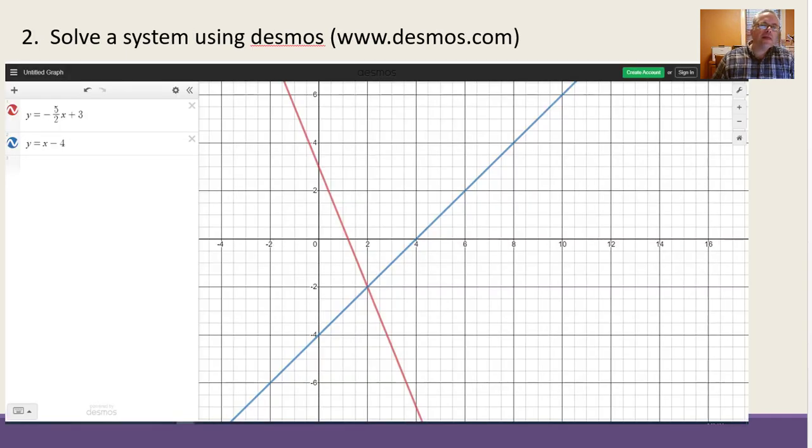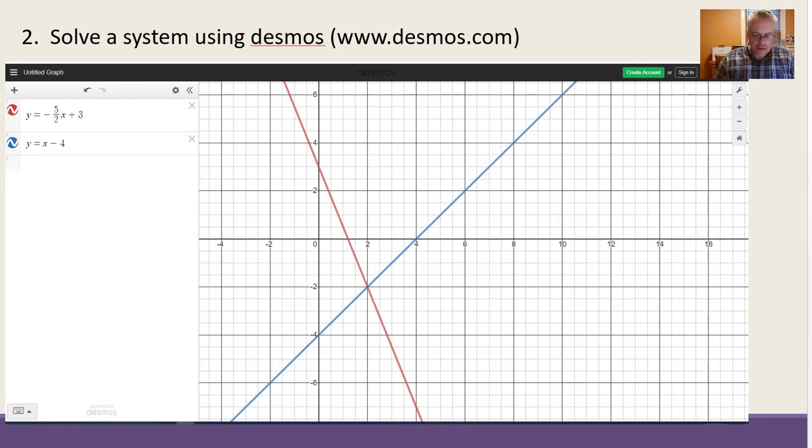All right. In the assignment you're going to do, you're going to also get a chance to use Desmos. So you can find it at www.desmos.com if you're using an internet browser. Also, the Desmos app is free. If you have a smartphone, you can download it to your phone and use it.